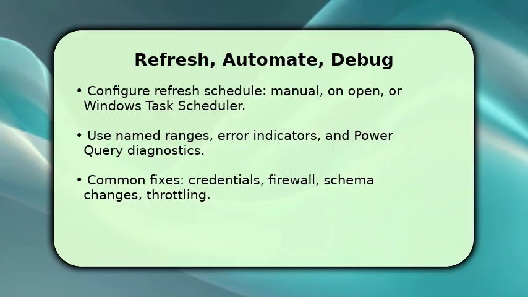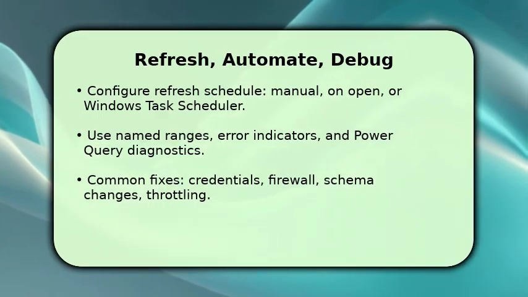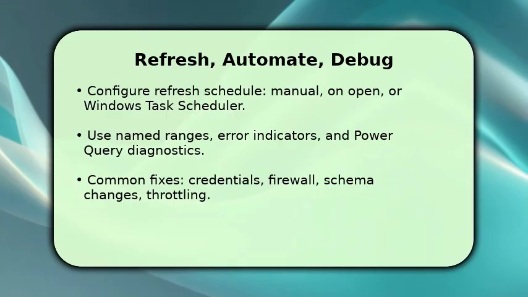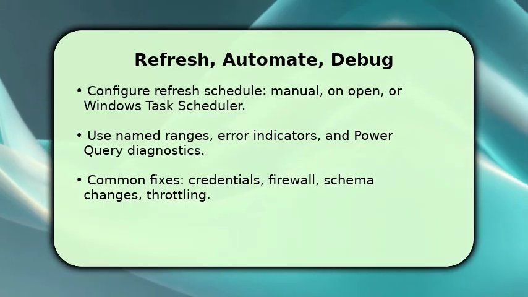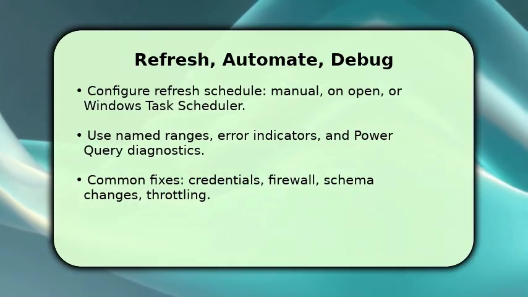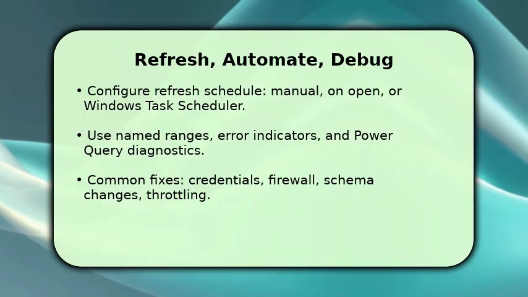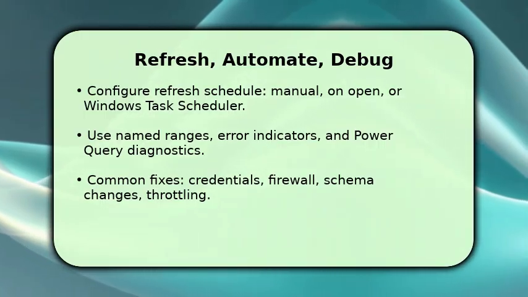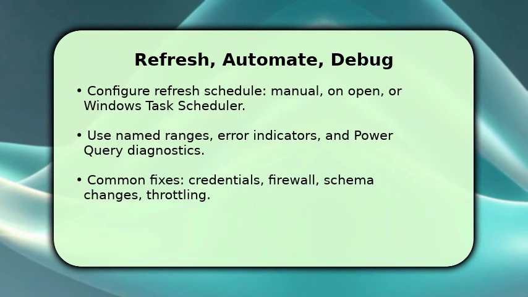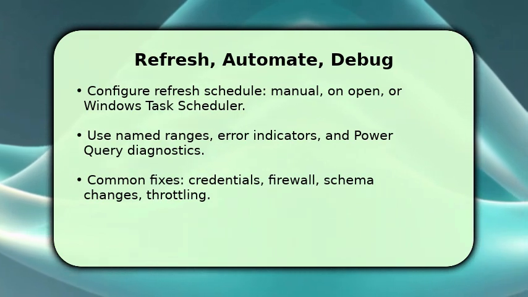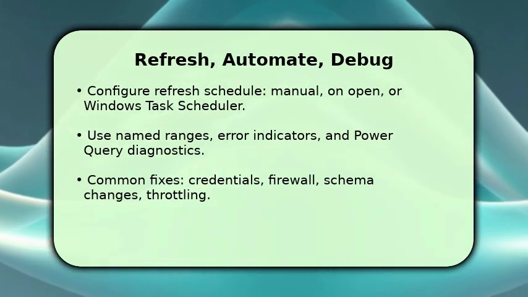If issues appear, check credentials, firewall rules, and rate limits, and inspect Power Query diagnostics for failed steps. Make sure you handle schema changes by using flexible transformations. One troubleshooting tip: if a refresh fails, re-authenticate and run the query step by step to find the exact broken transformation.